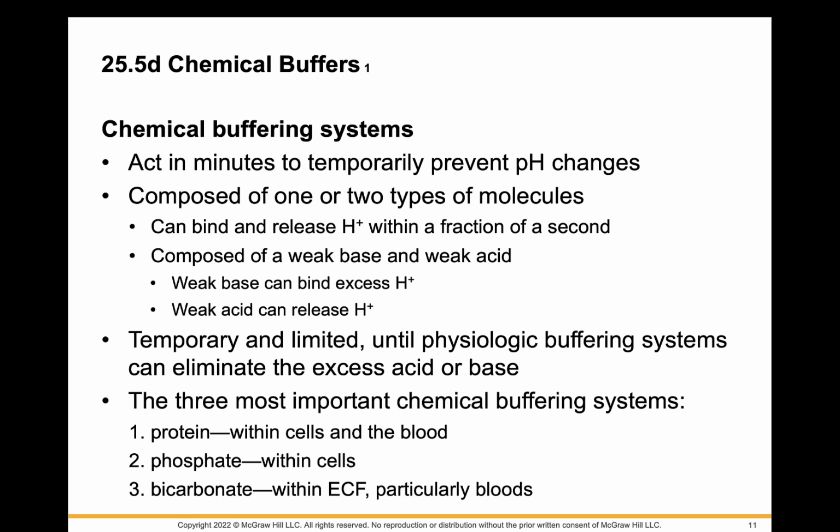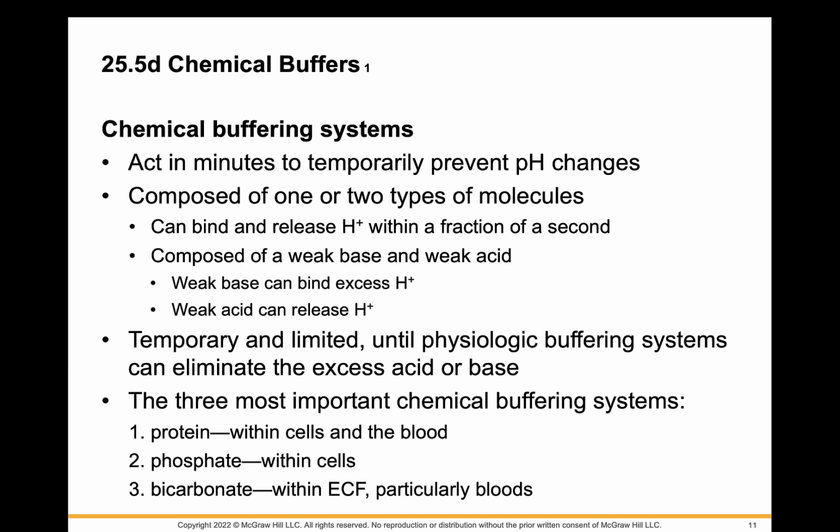The weak base can bind the excess hydrogen ion. The weak acid can release hydrogen ion. I generally put much more of an emphasis on acidosis, since hydrogen ion excess, or acidosis, is more common than alkalosis, and we can think of a buffer as a hydrogen ion sponge. And remember, a sponge has a limited capacity to absorb water, and it can be overwhelmed.